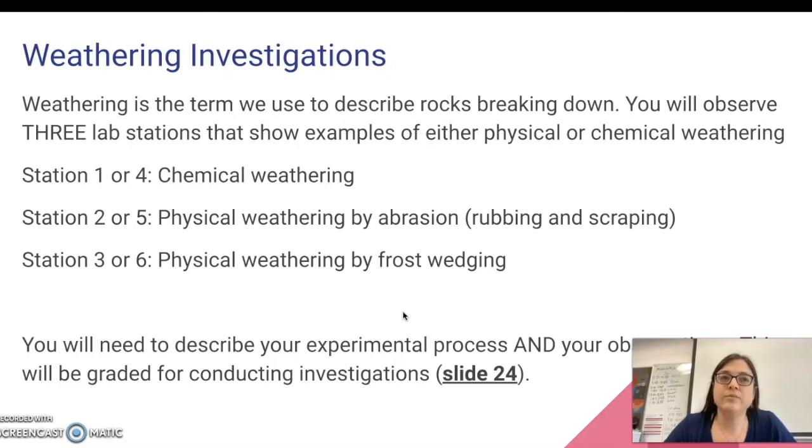You might have said erosion, but that's actually how broken bits of rock move. Weathering is the process of rocks breaking down. There were 3 lab stations that showed examples of physical or chemical weathering.